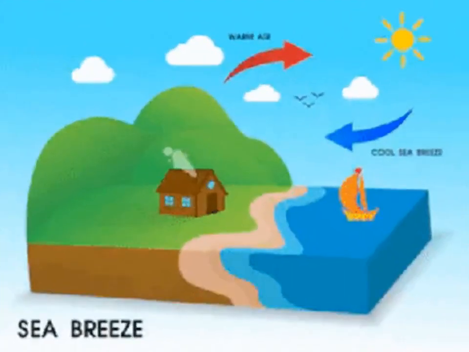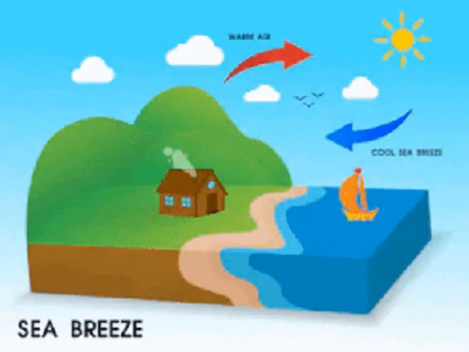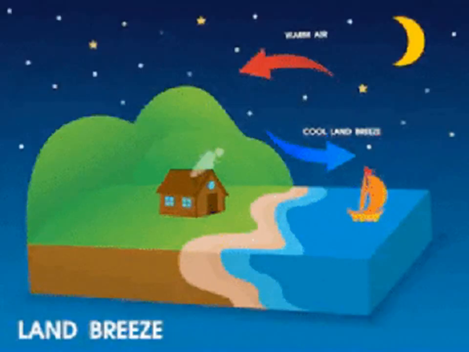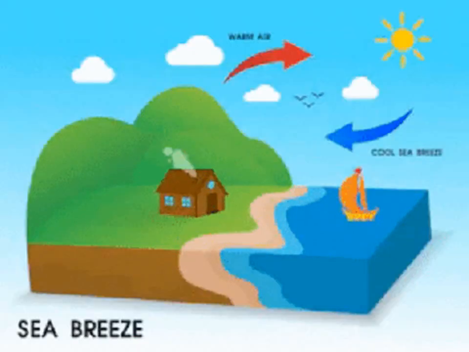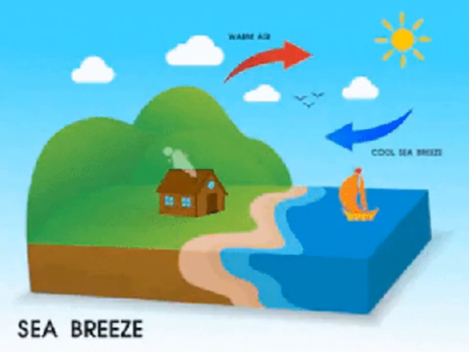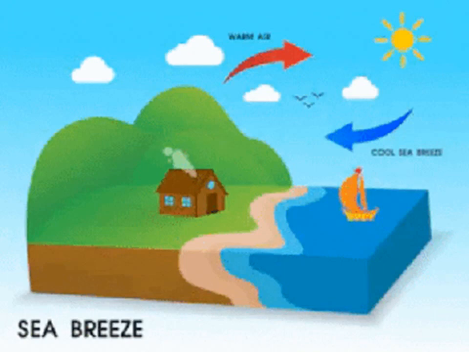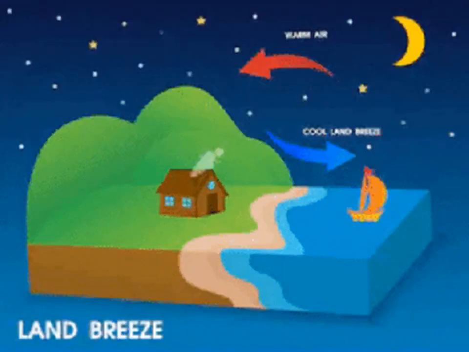Sea breeze. During daytime, the land becomes hot faster than the sea. So, the air above land gets heated faster than the air above the sea. The air above land rises and cooler air from the sea rushes towards land to take its place. This cool air from the sea blowing towards land is called sea breeze.